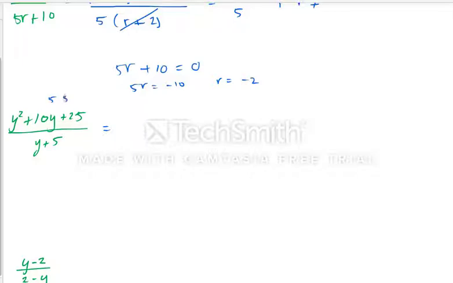Let's see. 5 and 5. If you multiply positive 5 and positive 5 together, they would multiply to positive 25 and they add up to positive 10. So this factors out to y plus 5, y plus 5. And we have y plus 5 on the denominator. So we can cancel y plus 5 out and we're left with, again, y plus 5.